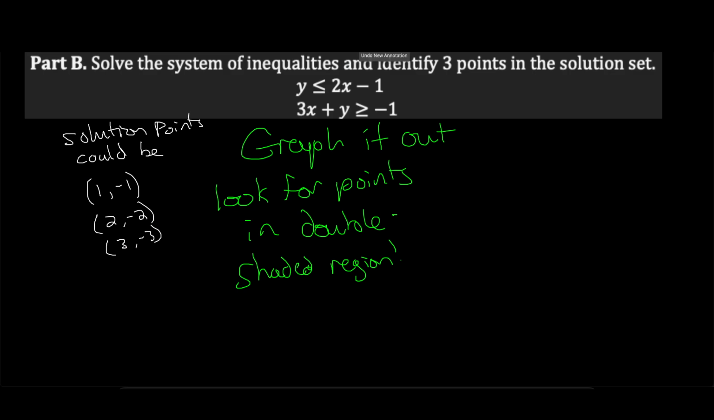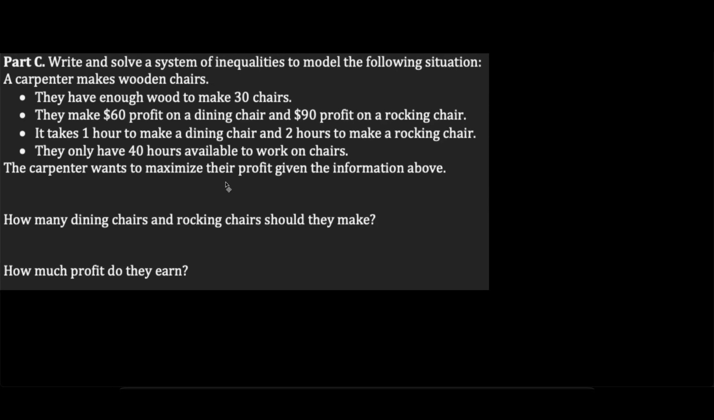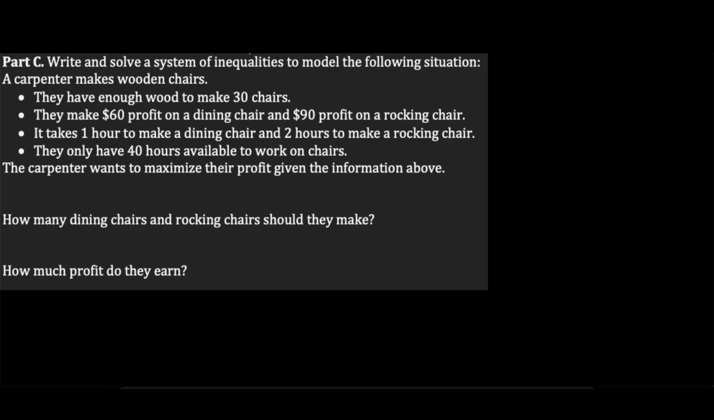For part C, it says write and solve a system of inequalities to model the situation. What I can do is write out some inequalities first, using the information given. It says they only have enough wood to make 30 chairs. So for the first one, I can have x plus y is less than or equal to 30.